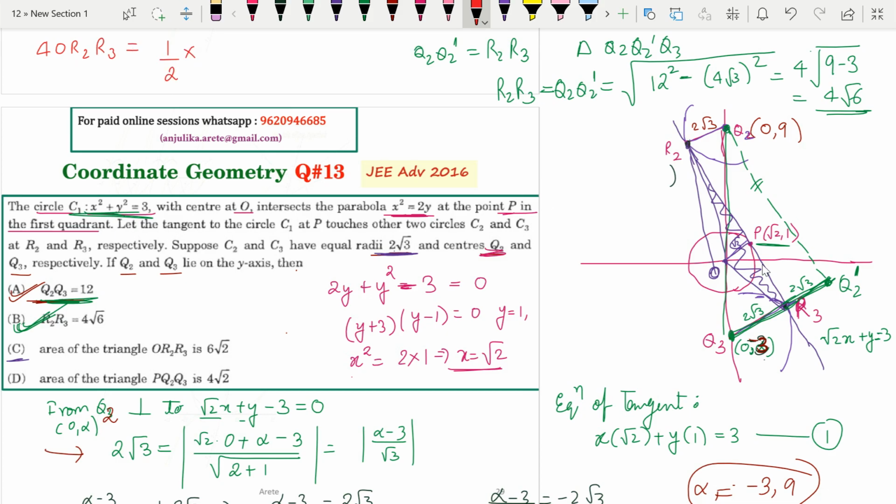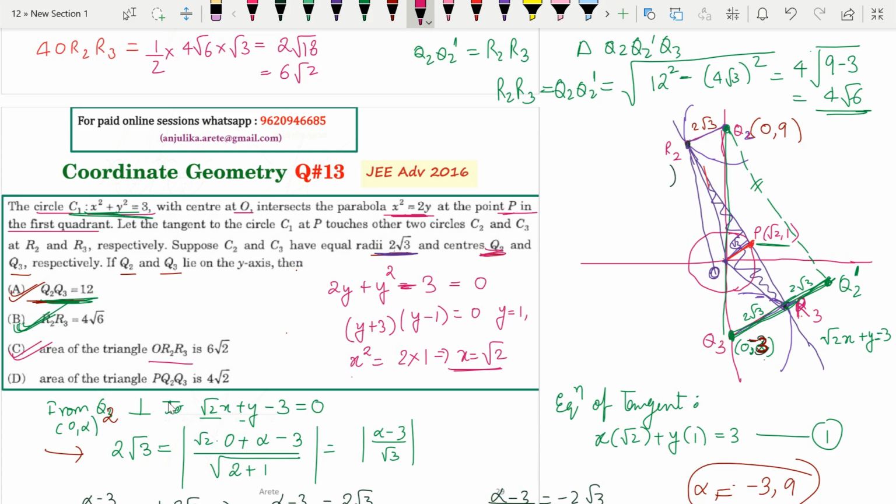How much is the base? R2, R3 is the base. Just now we got R2, R3 is 4 root 6. Okay, base times height. How much is height? You see that this radius vector is height. Radius is always perpendicular to the tangent. So how much is that? Root 3, right? Yeah. So we get 2 root 18. How much is that? 18 will be 9 times 2. So 6 root 2. So this option is also a correct option, that the area of the triangle OR2, R3 is 6 root 2.